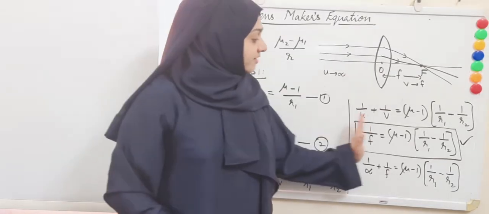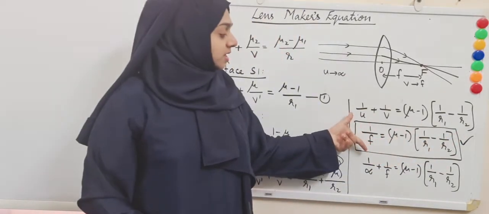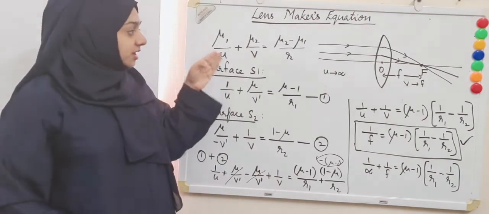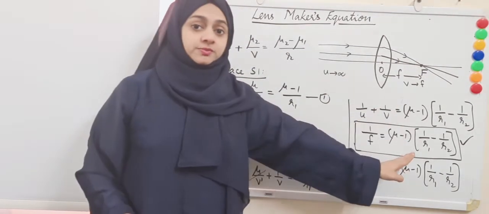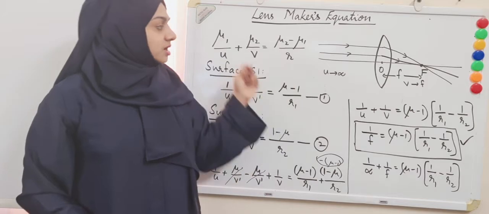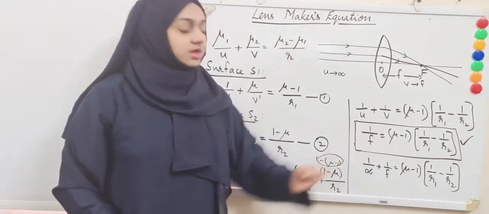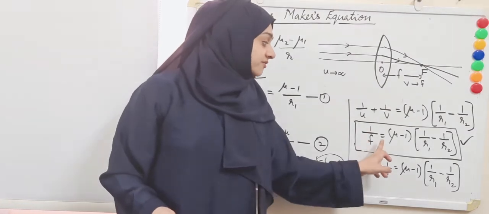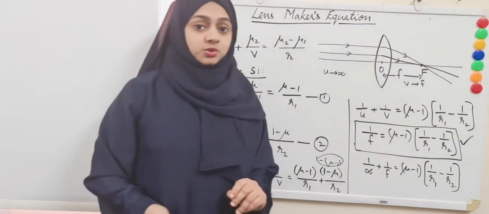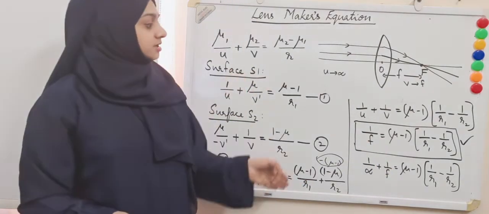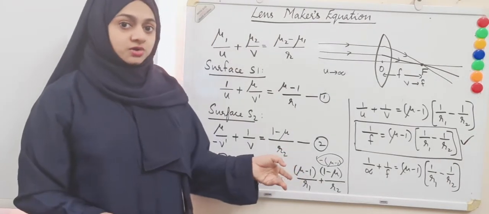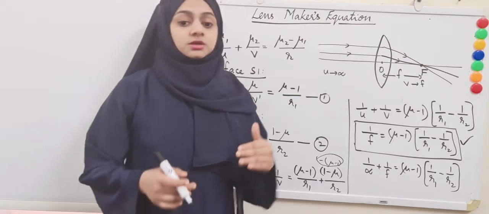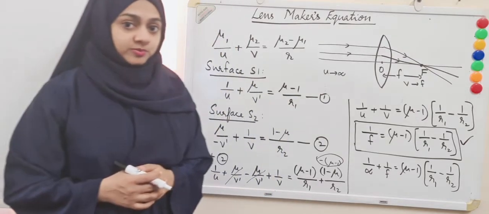So you have to memorize this lens maker's equation, and also you should know how to derive the lens maker's equation. They may ask for 2 marks how to derive the lens maker's equation, and there will be numerical problems where you will have to use this equation. I hope it is clear to you. If there is any doubt regarding the derivation of this equation, please let me know.